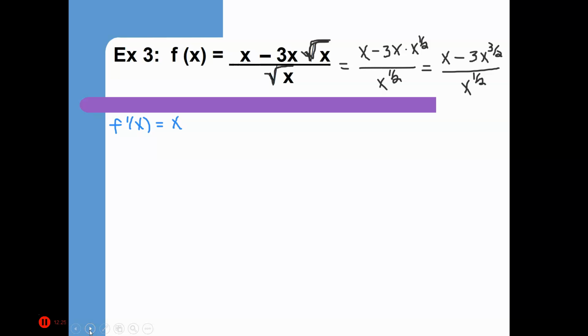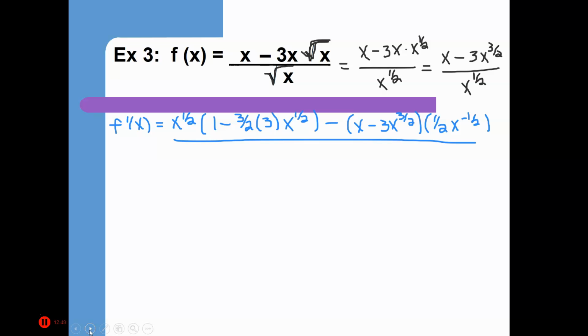So denominator times derivative of the numerator, minus the numerator times derivative of the denominator, all over denominator squared.